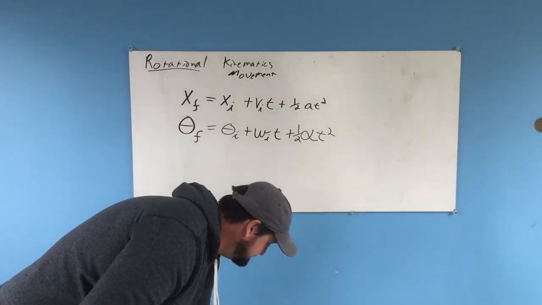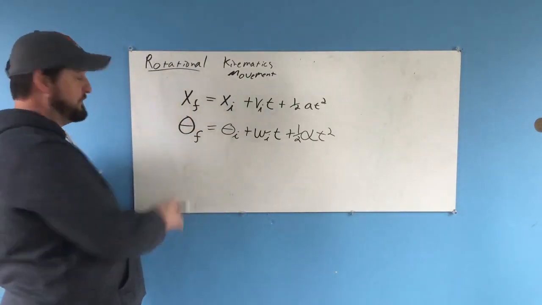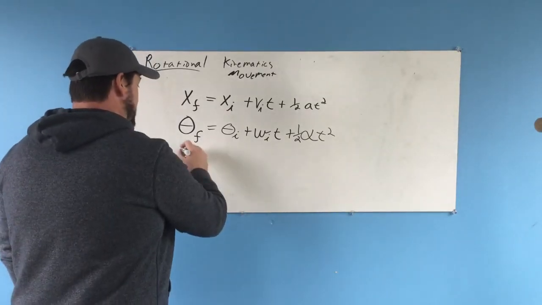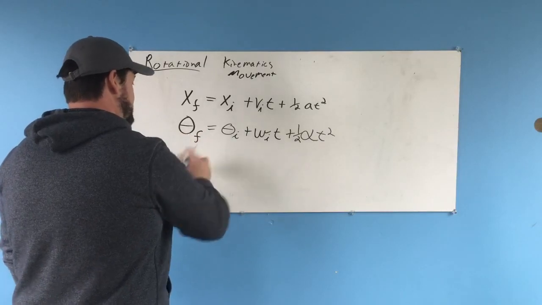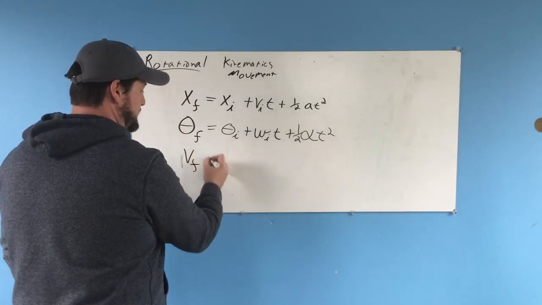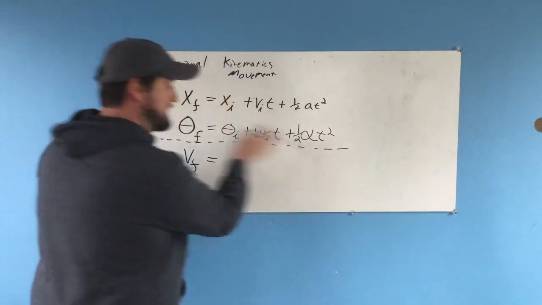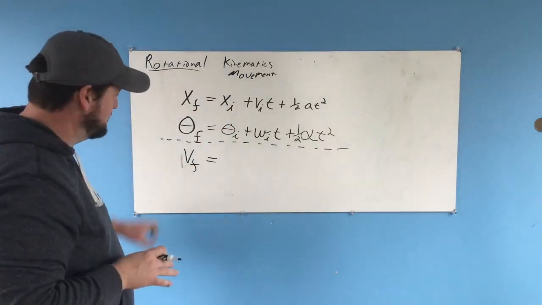The second formula, what if we don't care about the position so much, but we care about the speed of this object? How fast is it going in the end? That's what I really want to know. Okay, so last semester, put a dotted line here. So we got a whole new set of equations we're going to work with, okay?